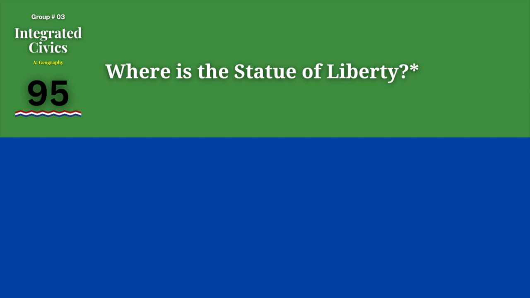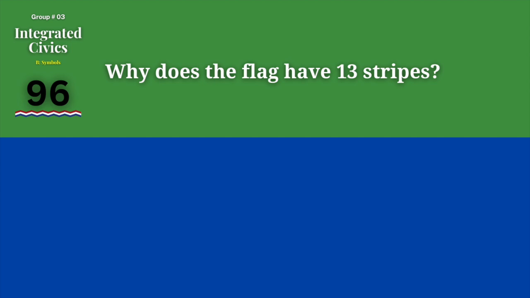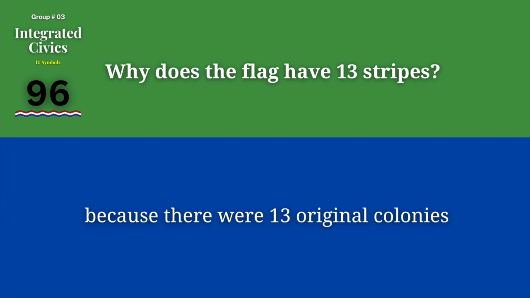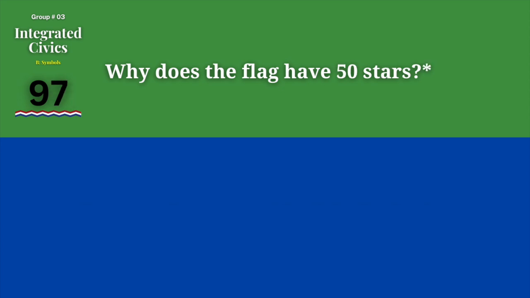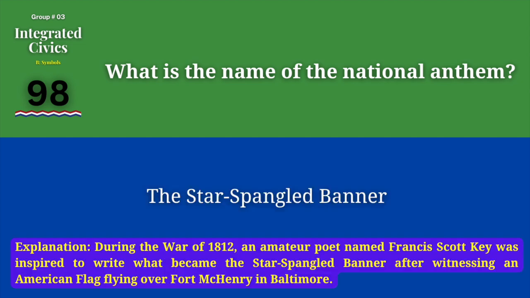Where is the Statue of Liberty? New York Harbor. Why does the flag have 13 stripes? Because there were 13 original colonies. Why does the flag have 50 stars? Because there are 50 states. What is the name of the national anthem? The Star-Spangled Banner.